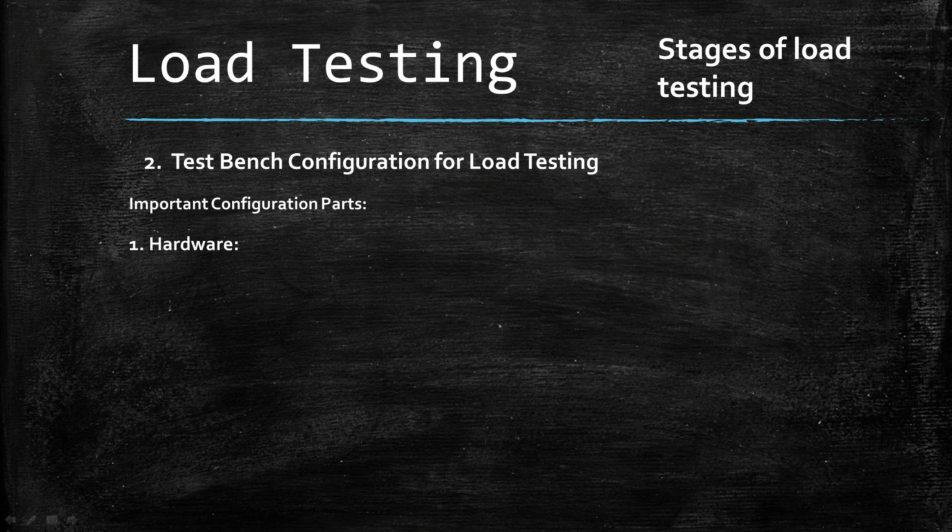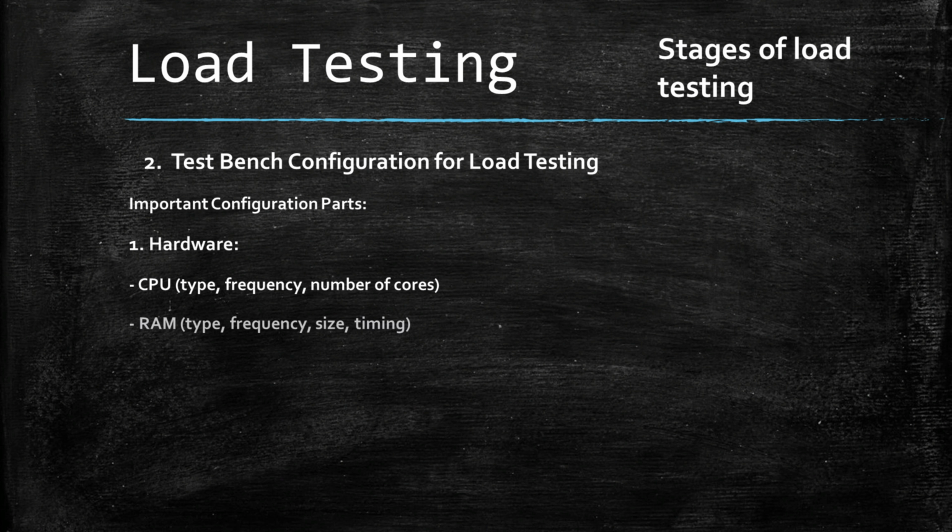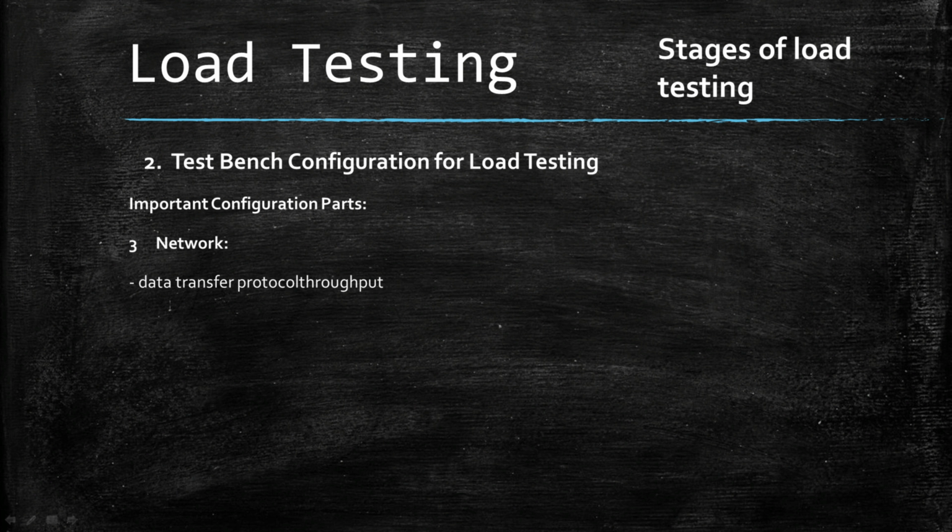Hardware: CPU, type, frequency, number of cores. RAM, type, frequency, size, timing. Hard disk, type, speed. Software: operating system, drivers. Network: data transfer protocol, throughput, network topology. Application: architecture, database structure, software required for the application to work.